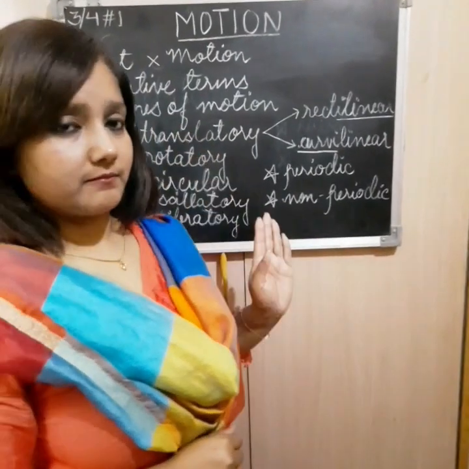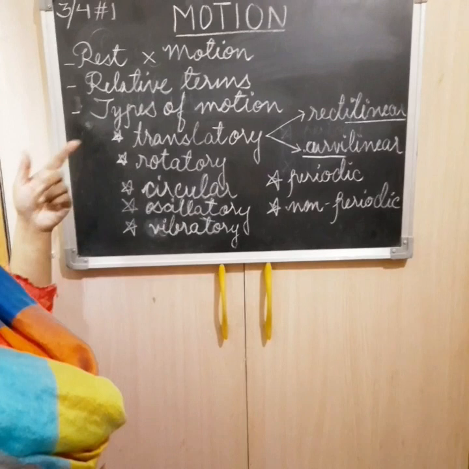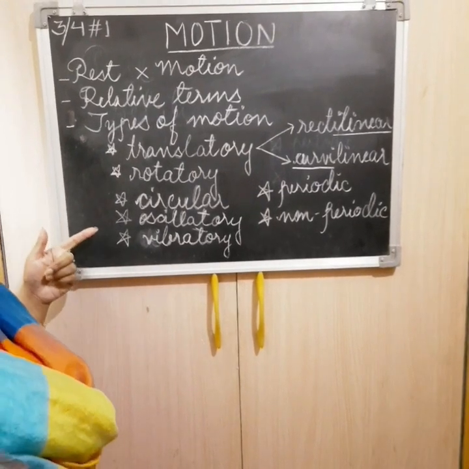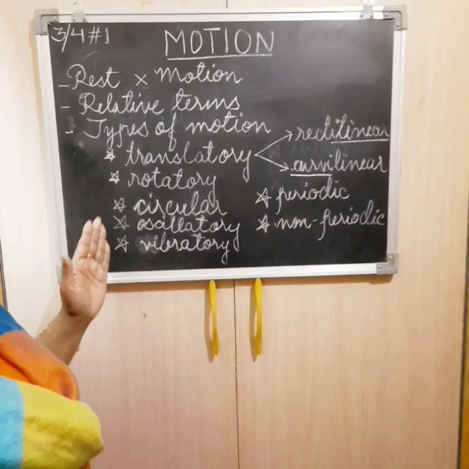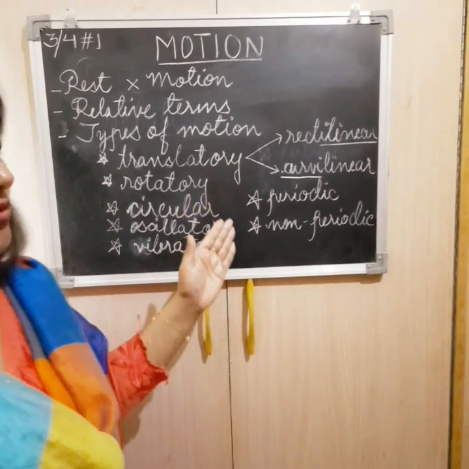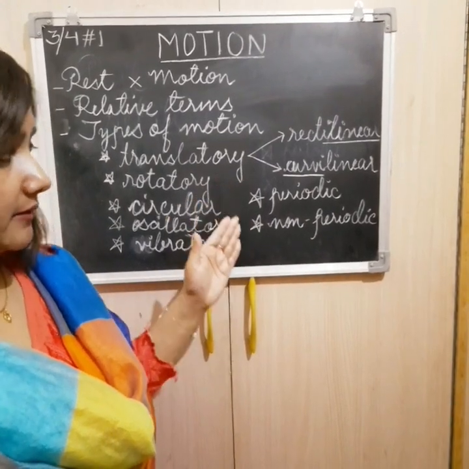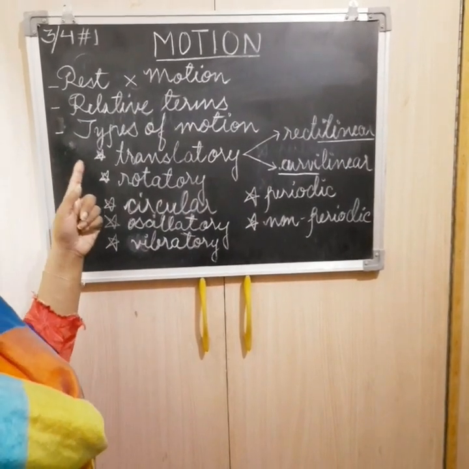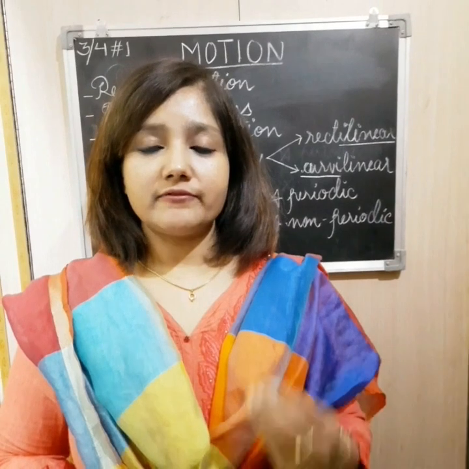Now coming to the types of motion, I've listed them down. They are translatory motion, rotatory motion, circular motion, oscillatory motion, and vibratory motion. Now these motions could later be classified as periodic or non-periodic motion. Coming to the first type of motion, that is translatory motion. When every particle of the object travels the same distance in the same given time, then the object is said to be in translatory motion.